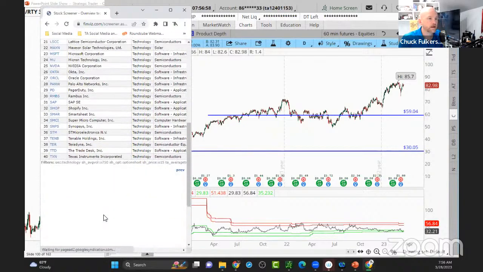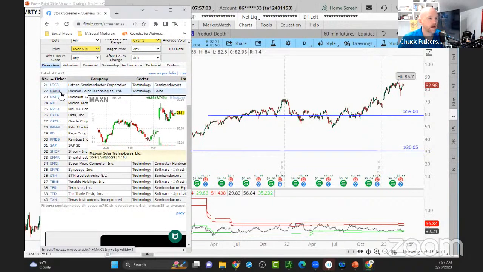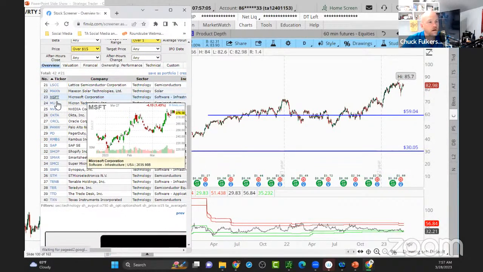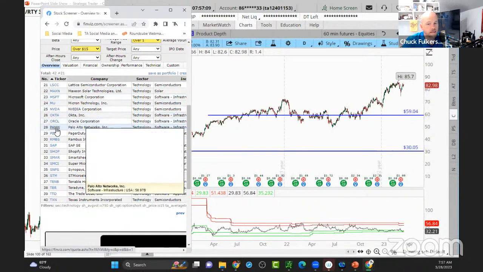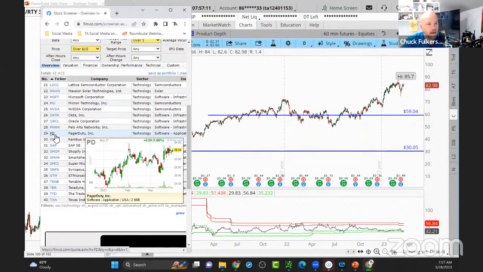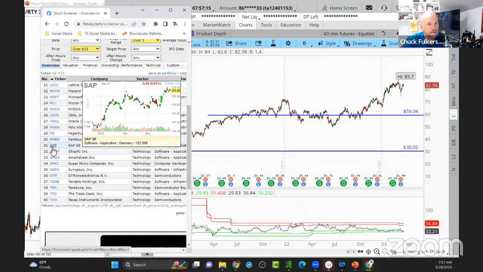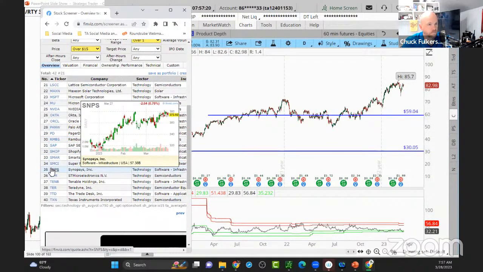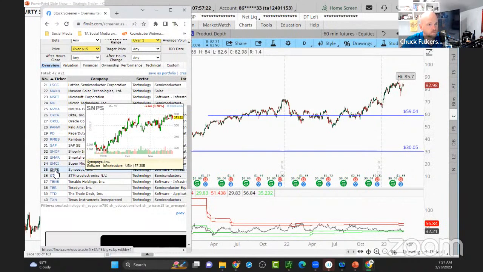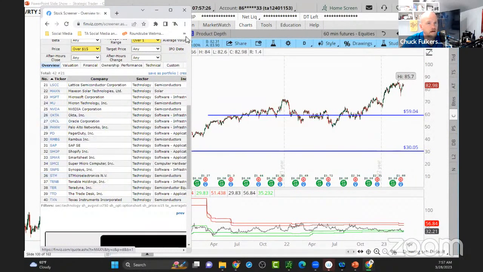So, and then there's this entire list beyond that, right? So LSCC, Maxon, Microsoft. I'm just going to do a very quick scan this way because we're just about done with our hour. Rambus, which is already on our list. Synopsys. Check out Oracle.